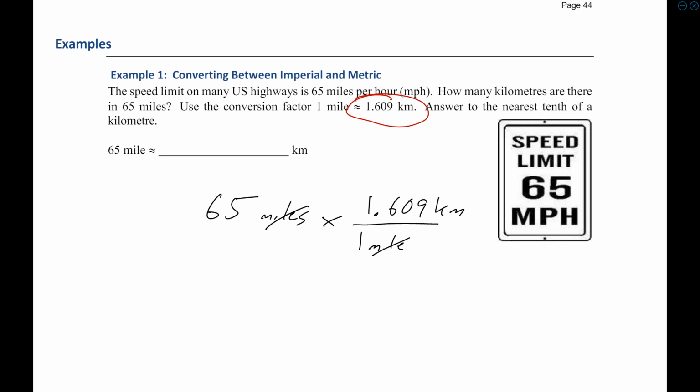So we end up with 104.585, or 104.6 kilometers. So 65 miles per hour is pretty close to our speed limit, right?